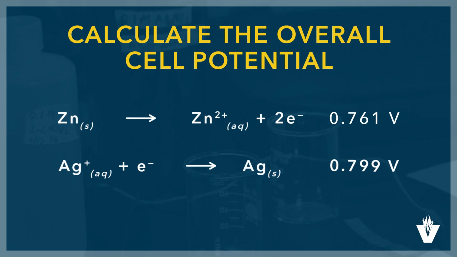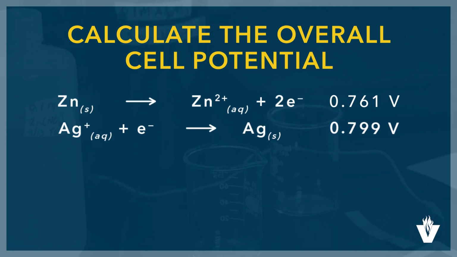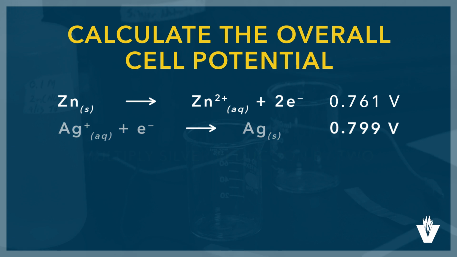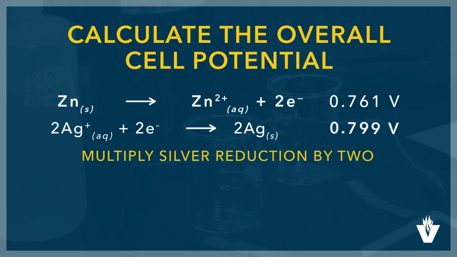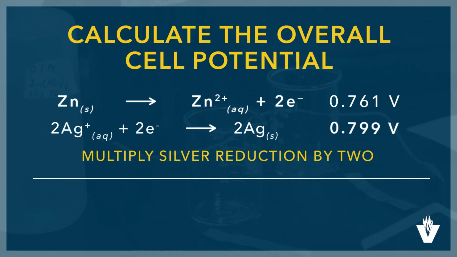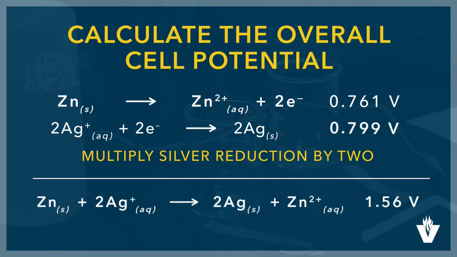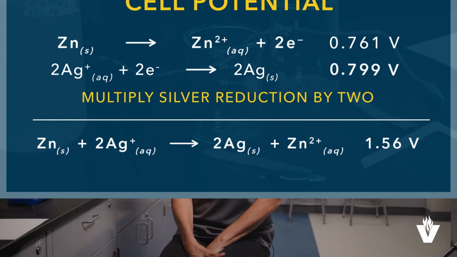Before adding the two half cell reactions, the charge must balance. If zinc is providing 2 electrons per mole, we need another mole of silver ions to acquire the 2 moles of electrons transferred. We multiply the silver reduction reaction by 2 and add the half reactions together. The cell potential is positive, 1.56 volts, and the reaction is spontaneous. Electrons always flow from the anode to the cathode, or from the oxidation half cell to the reduction half cell.